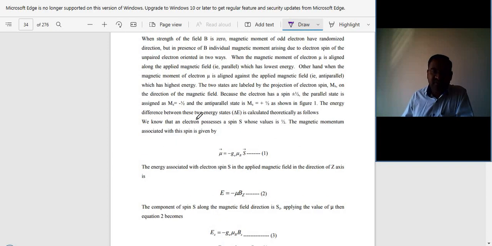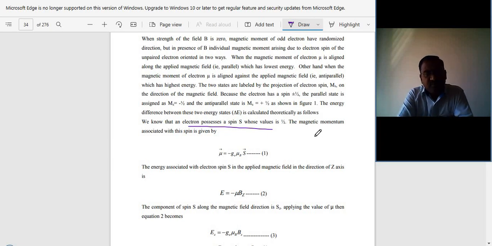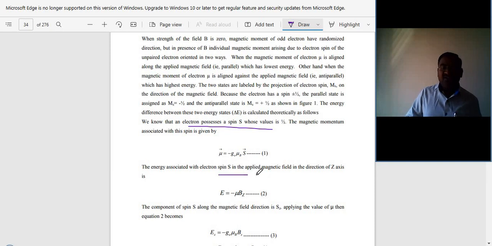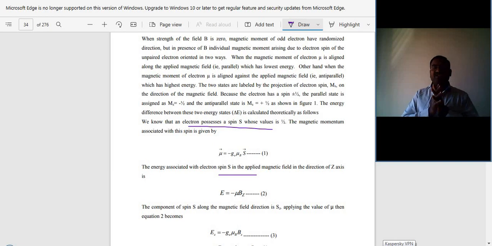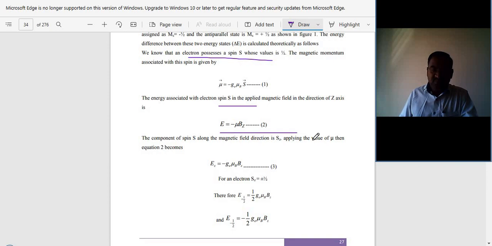Let us derive that. Here the electron possesses spin S, and the magnetic moment associated with this spin is given by mu is equal to minus g_e mu_B S. The energy associated with the electron spin S in the applied magnetic field in the direction of the z-axis is E is equal to mu_B B Z.